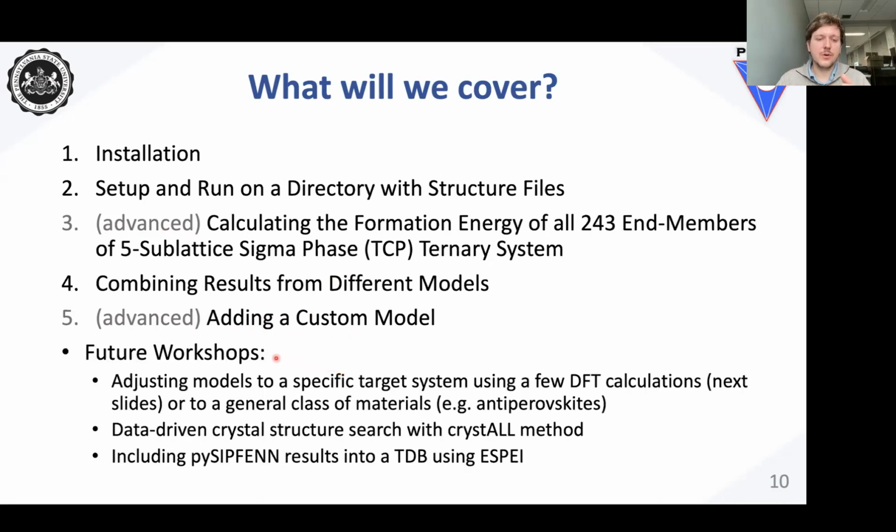And during the future workshops, I want to tease you a bit. We are going to show how to adjust models to a specific system using just a few DFT calculations, and how to adjust the model to a general class of materials. For example, if we wanted to create a model for anti-perovskites. We're going to talk about how to use Crystal, which is our data-driven crystal structure discovery method, and how to include PySIPFENN into a thermodynamic database using ESPEI-based software that Brandon Bocklund developed with Richard Otis.